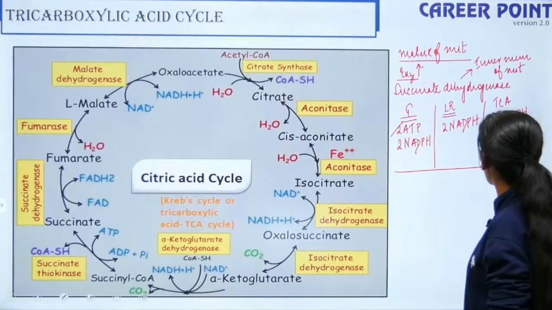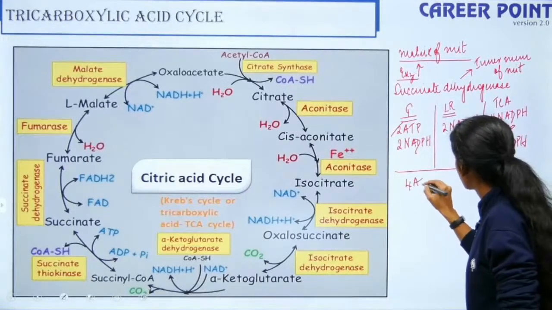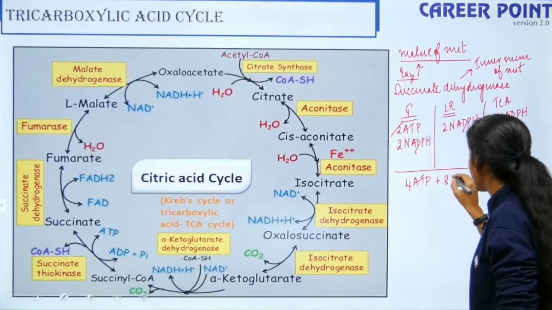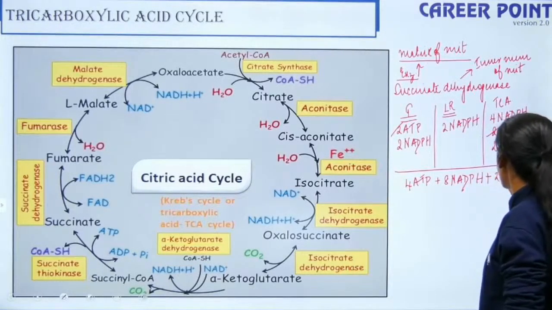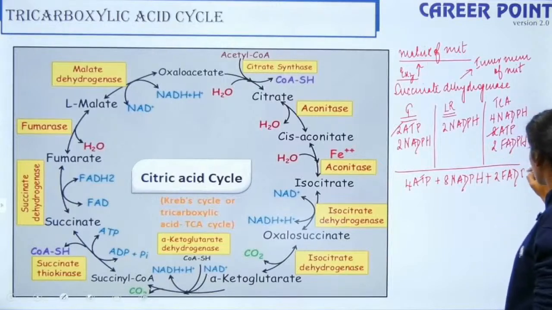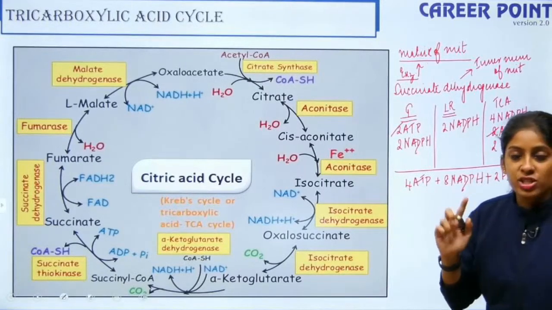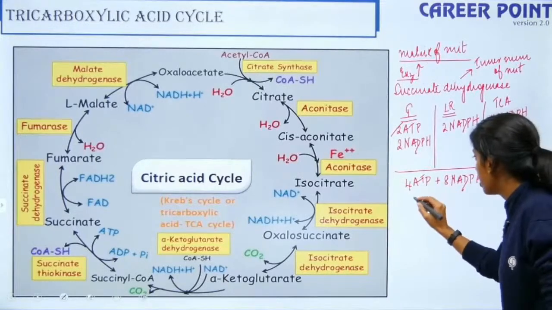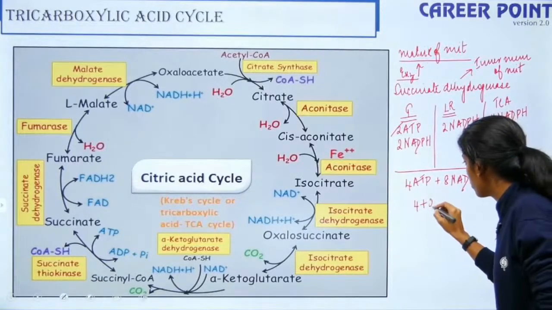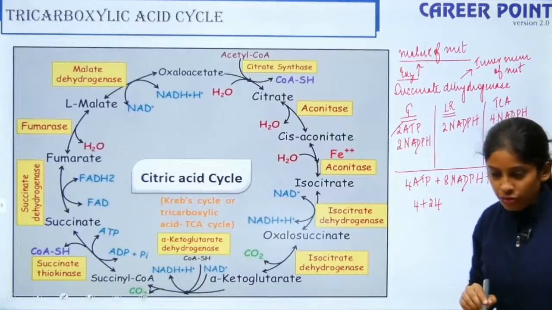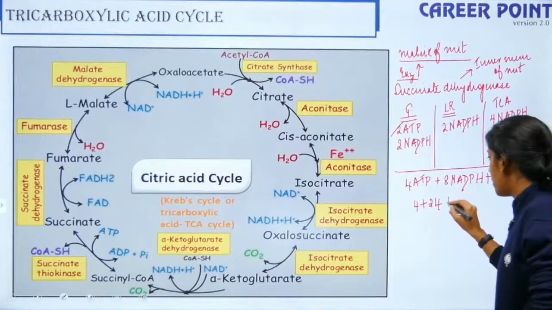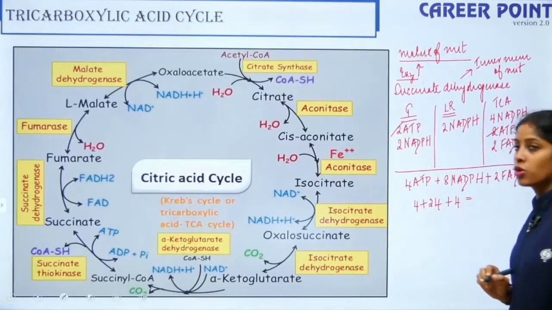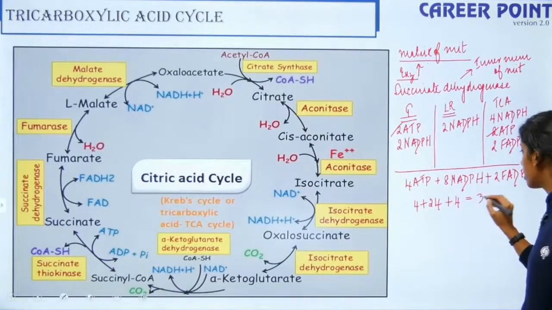So, totally I have 4 ATP plus 8 NADH plus 2 FADH2. So, 1 NADH is equal to 3 ATP, right? So, 4 plus 24, so 8 3s are 24, right? And 1 FADH is equal to 2 ATP. So, plus 4. So, how much do I have totally? Yes. So, I have 32 ATP molecules.